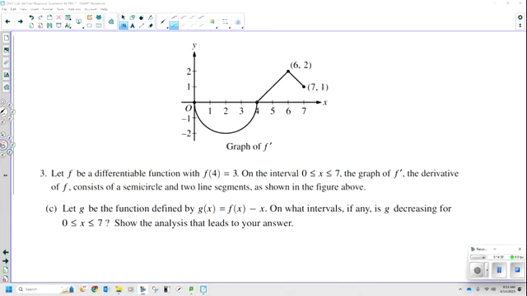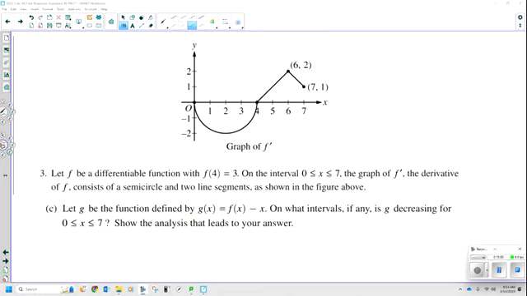3C. Let g be the function defined by g of x equals f of x minus x. On what intervals, if any, is g decreasing for the x values between 0 and 7 inclusive? Show the analysis that leads to your answer. Okay, this one is really not going to be a lot of work at all.